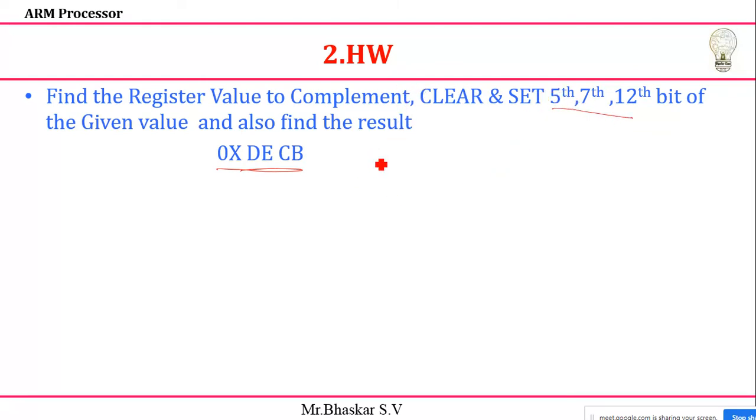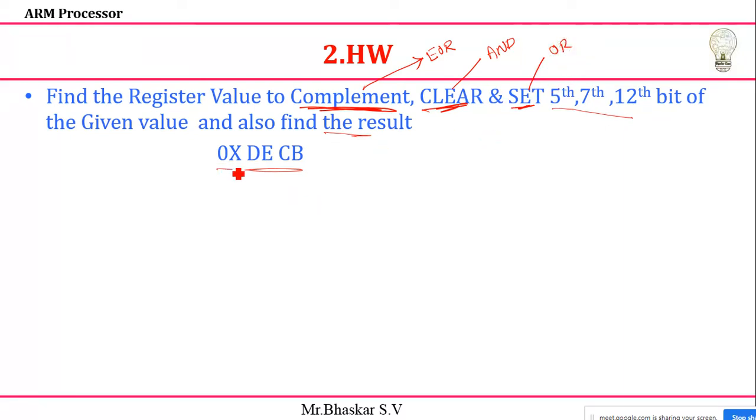Now to obtain the register values, you should know what instructions you need to use, and also after doing this process, what results you are getting. That thing you need to write. You already know that if I'm going to get the complement, the instruction we are going to use is XOR, that is the EOR instruction. For clearing the particular bits, I need to use AND. For setting, I need to use OR. And the result I need to store.